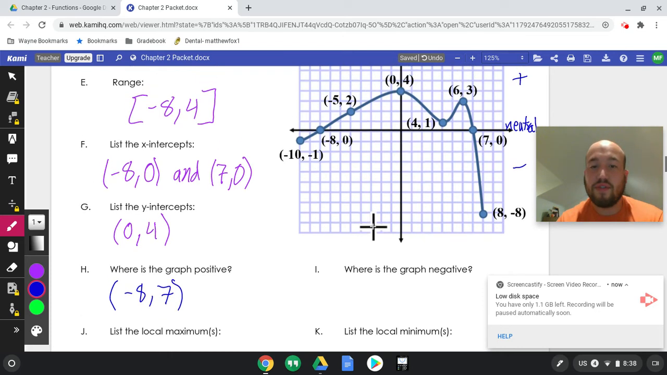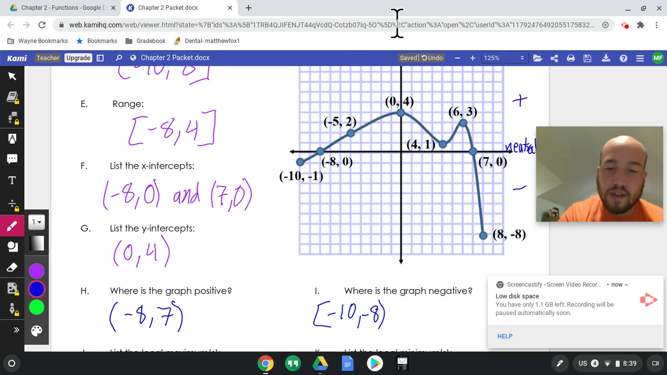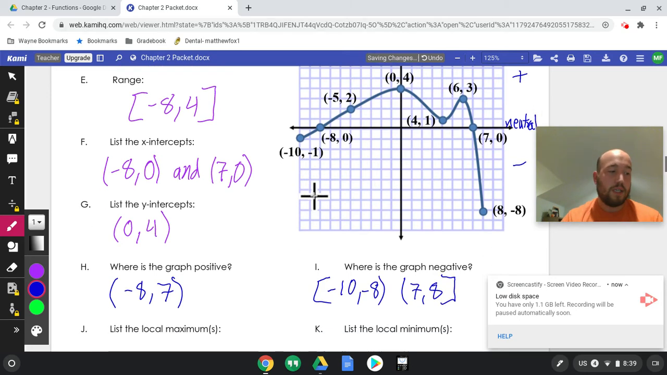Now, where is the graph negative? There's going to be 2 chunks over here from -10 to -8. The -10 has a bracket because it starts below the line. The -8 is going to have a parentheses because it is neutral. It is on that line, the x-axis. And over here, 7 to 8. Once again, the 7 is on the line, so it will look like that. The 8 is below. It is clearly negative, so it has a bracket.